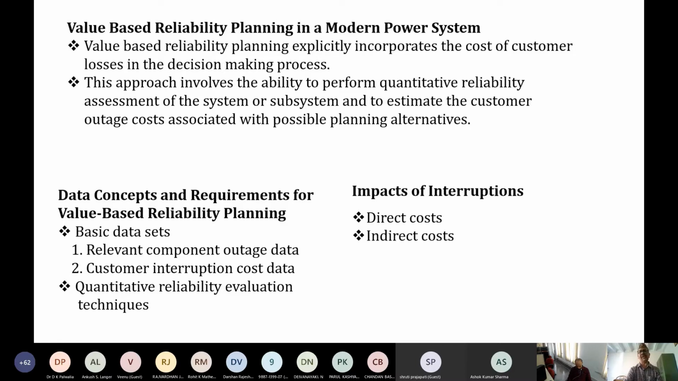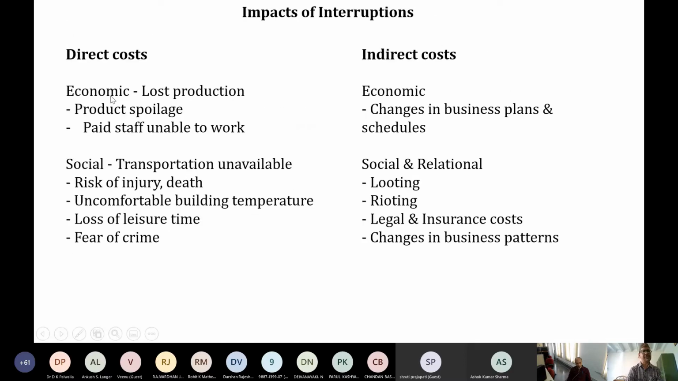As I mentioned earlier, the direct cost in case of an industrial unit is the losses incurred by the industry. Indirect cost means cost to the residential customer, even the commercial customer, or even cost to the society also. So, impact of interruption, direct cost. What are the direct costs? Economic, lost production, product spoilage, paid staff unable to work. This is all related to most of the industrial customers.